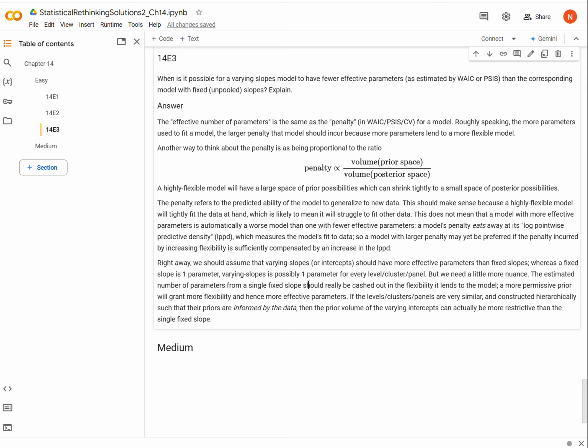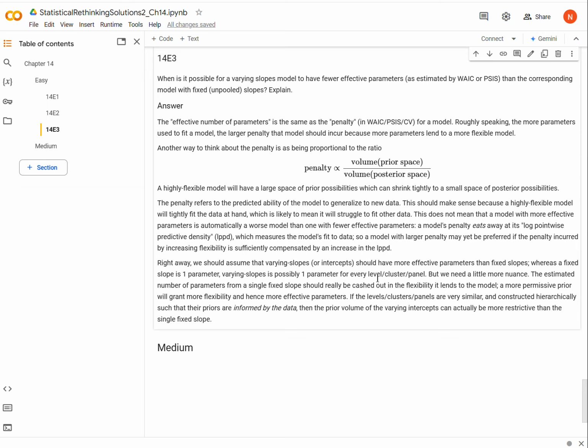And so we should assume that fixed slopes are going to have fewer parameters. As a first level pass over, that does make a lot of sense, but we need to get a little bit more nuanced. When we are estimating the effective number of parameters, or the penalty term, with WAIC or PSIS or cross-validation, we're not actually going through and counting parameters, one parameter, two parameters, three parameters. Instead, we're trying to quantify the flexibility of the model, and then translating that to the scale of effective parameters.